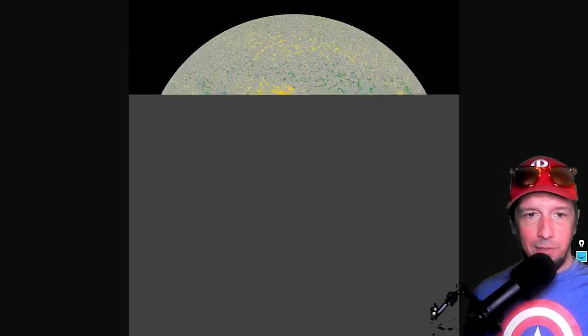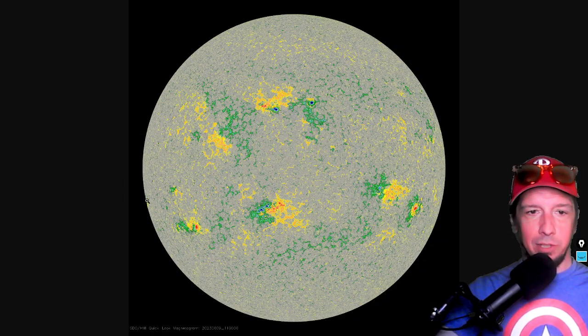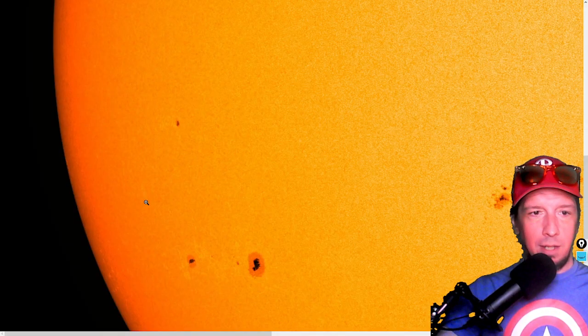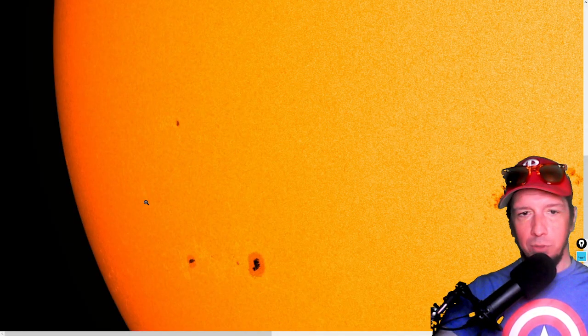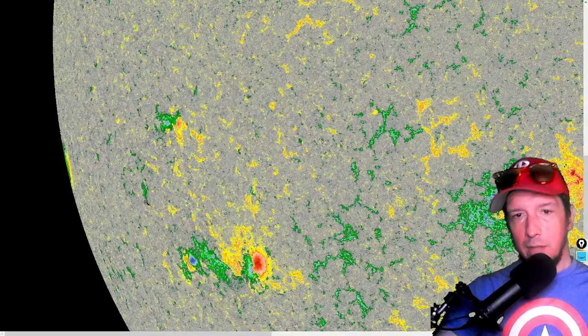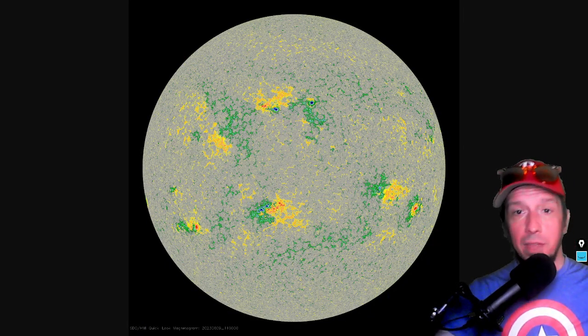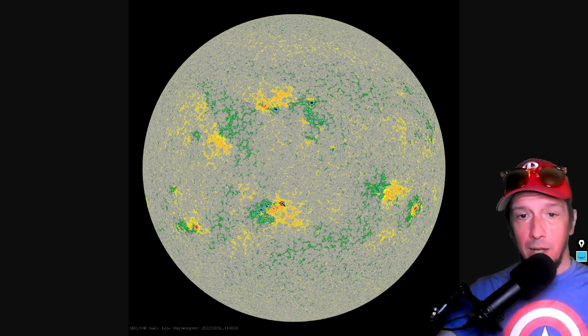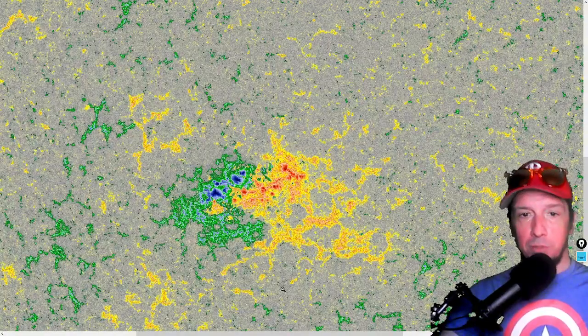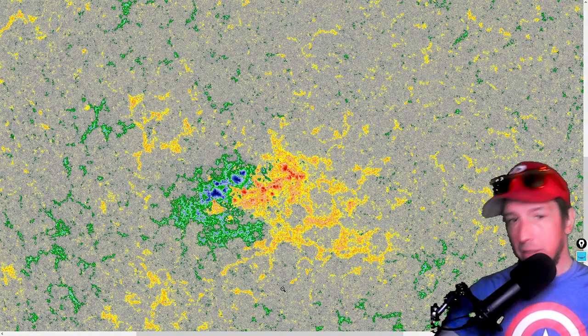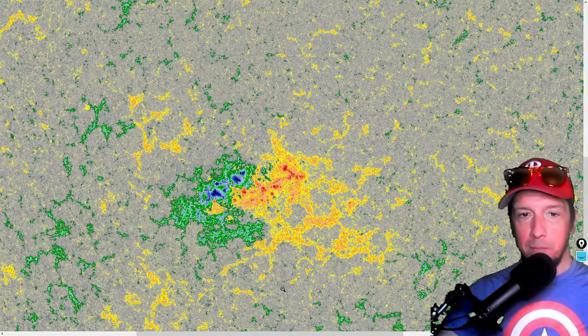So here is the latest intensitygram and latest SDO magnetogram. Let's take a look at this new sunspot that's rising here. And I do not see an umbra yet, so it's not a sunspot yet. I'm going to go out on a limb and say that's probably a sunspot. So anyway, things here quite stable. This sunspot, in terms of its magnetic shear, not really that complex.